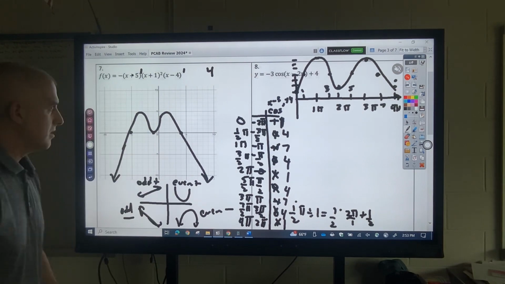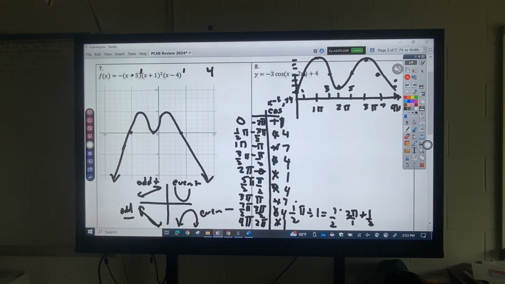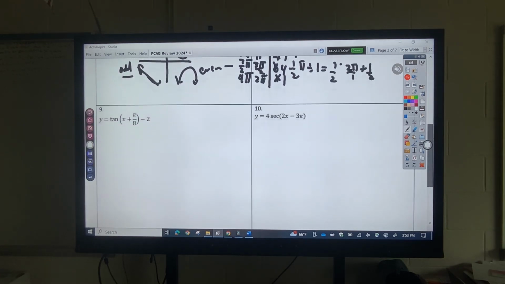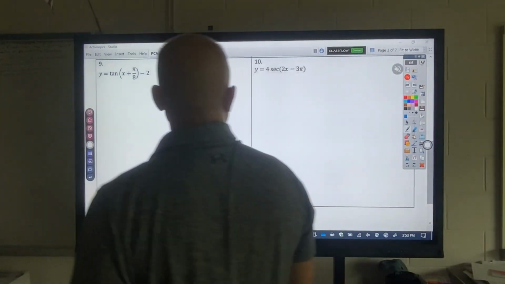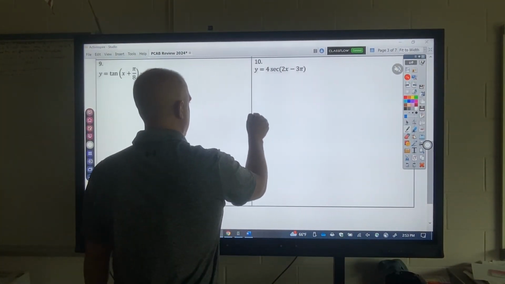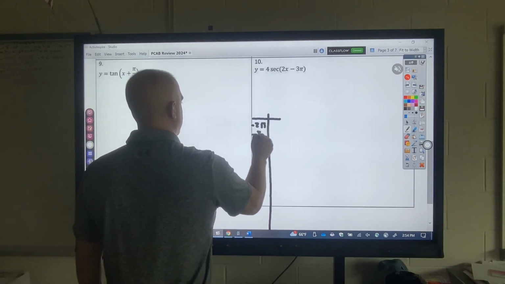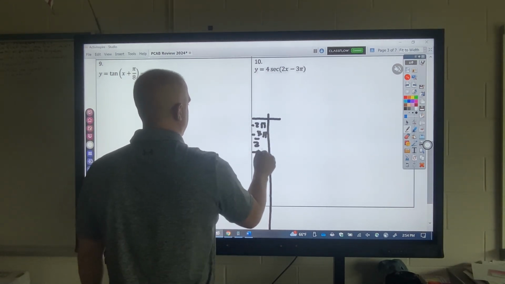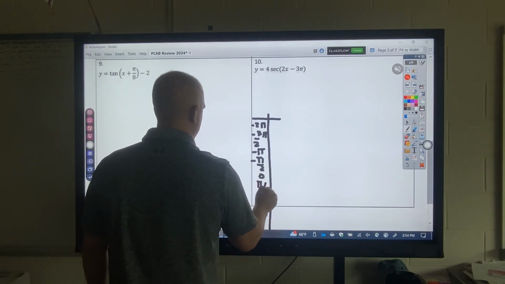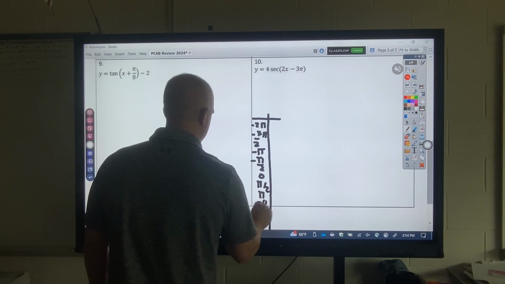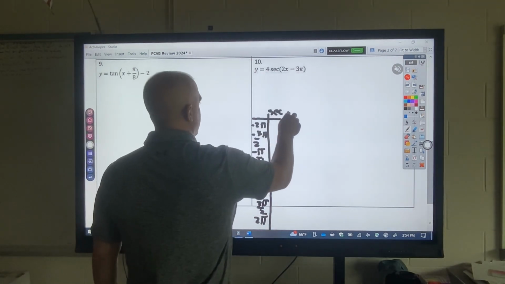Okay. All right, I'm going to move this down. Okay, so let me do the secant one. -2 pi, -3 pi over 2, -pi, negative pi over 2, 0, pi over 2, pi, 3 pi over 2, 2 pi. All right, since it's secant, that's 1 over cosine.